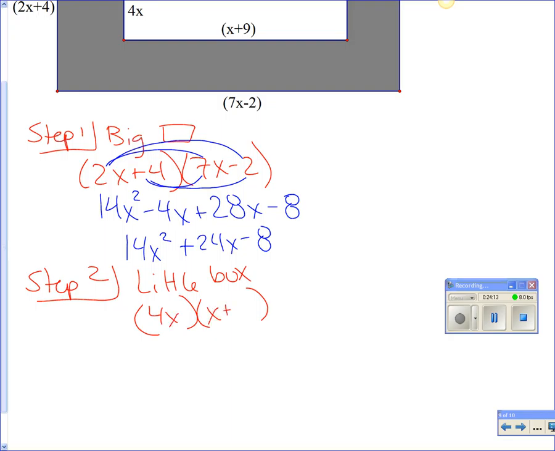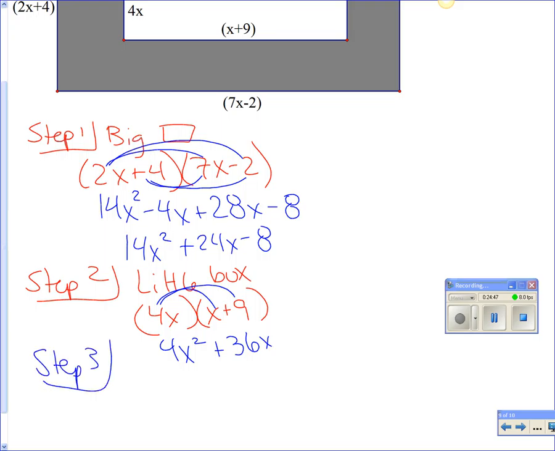Okay, here's why we had to do this one, because this one's a little different. This one only has one lobster claw, because is there a plus or minus here? So it's just 4x times x, which is, and then 4x times 9, and there's no bottom lobster claw. Okay. All right. Step 3.